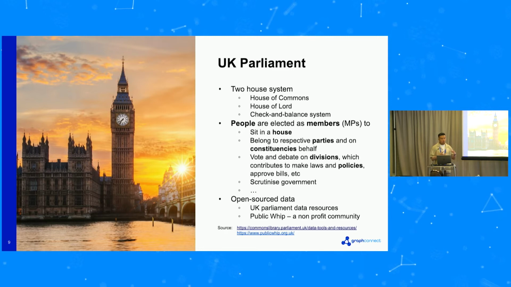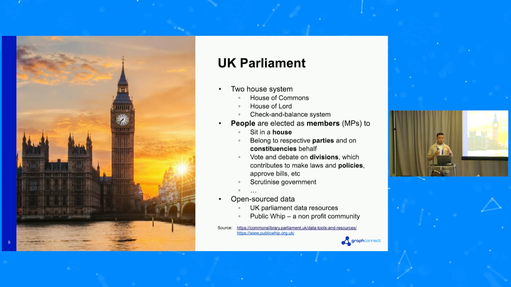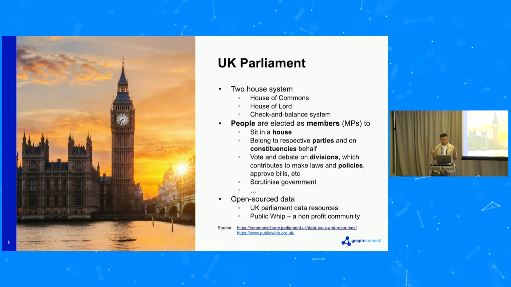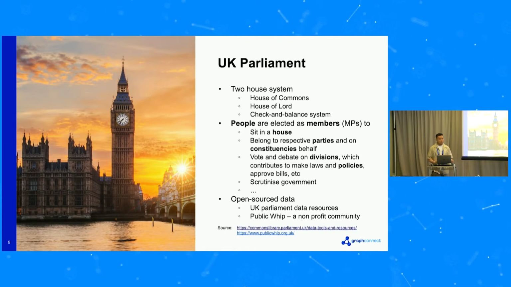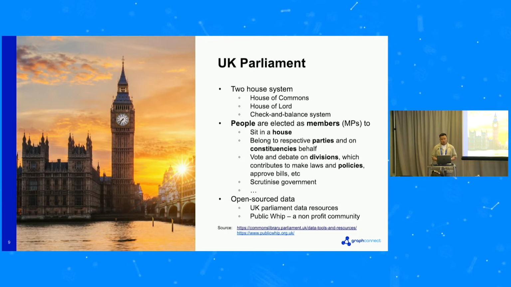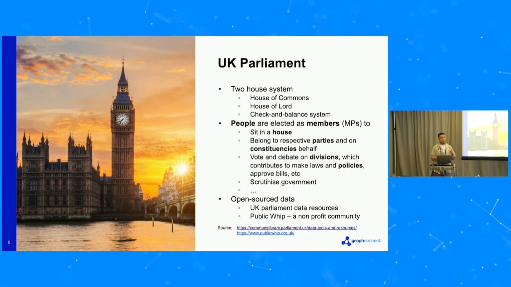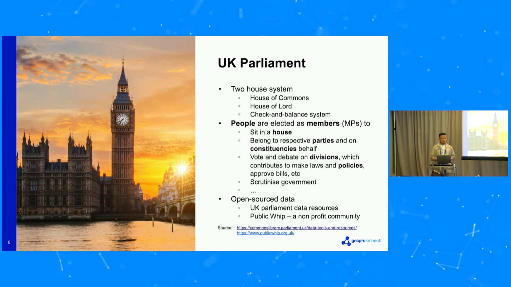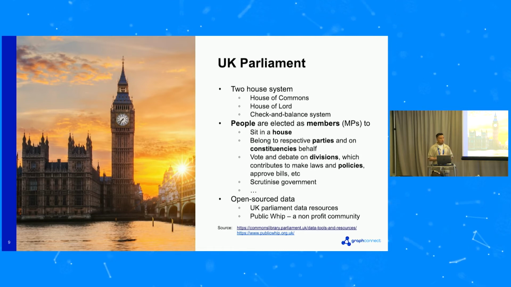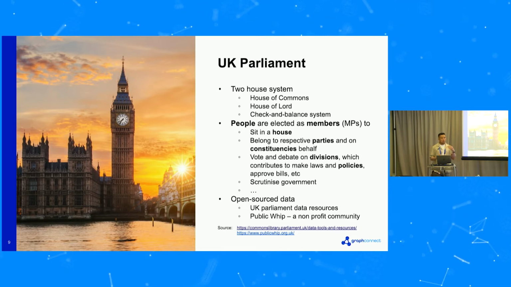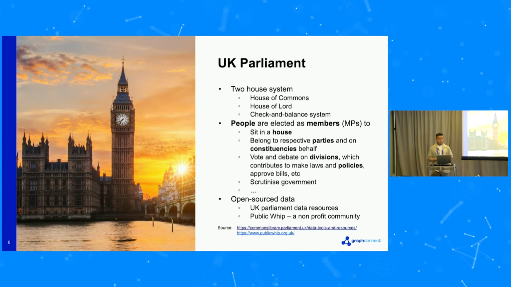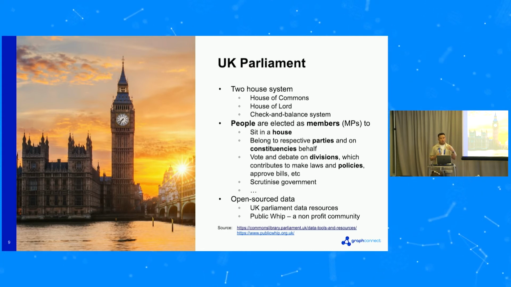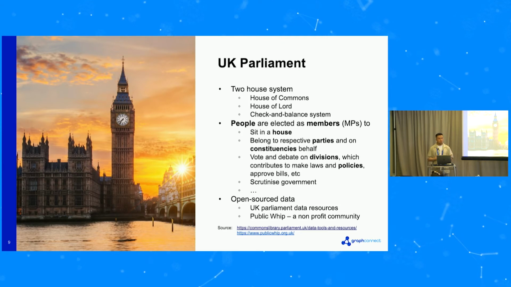Those members represent certain regions of the country, which we call constituencies, and they sit in either of the houses. They are also responsible for scrutinizing the government, and typically one decision made in one house should be approved by the other. The UK Parliament open sourced the data on their official website to ensure transparency, and it also reviews members' political activities, how they vote, and how it's related to their parties.